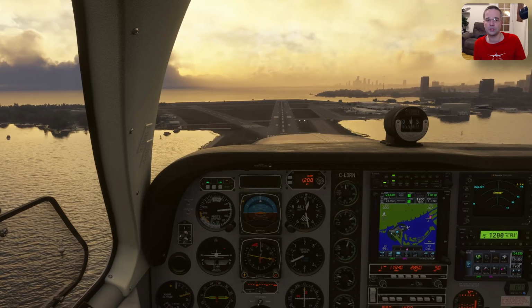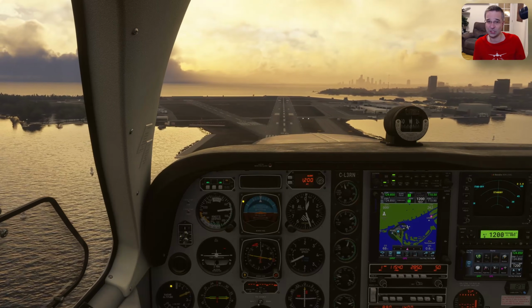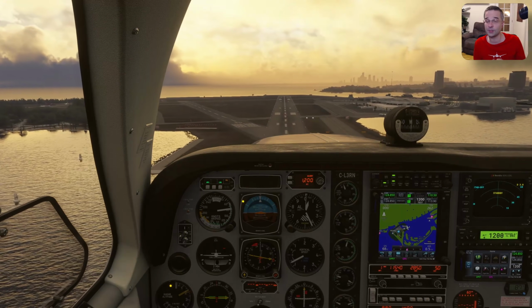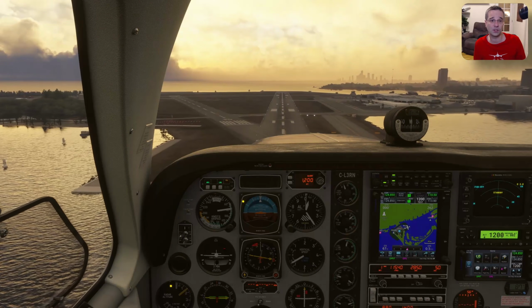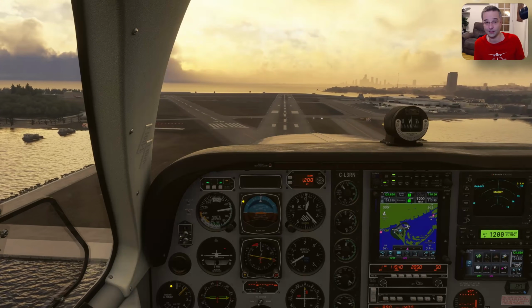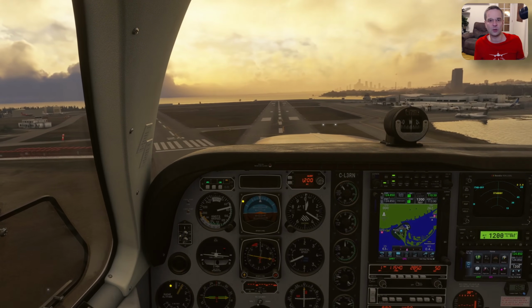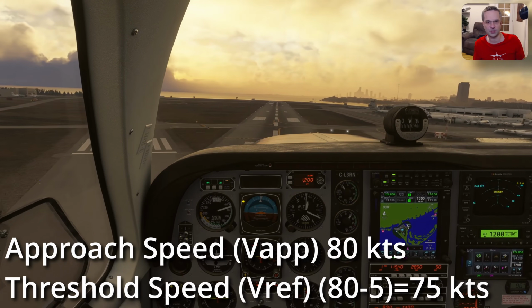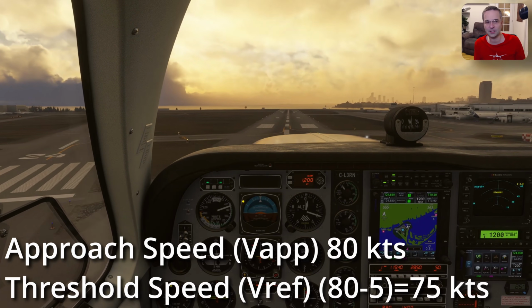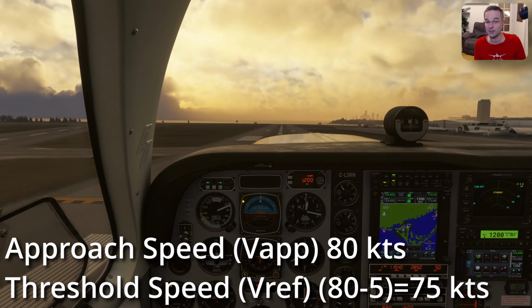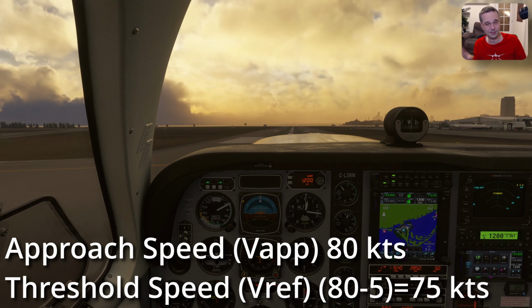We're going to look at how to achieve and maintain that speed in just a bit, but before we do, it's important to know that this isn't the speed you're going to cross the runway threshold or even land at. You'll typically want to be about 5 knots slower than your calculated approach speed as you cross the threshold, and you might hear this speed referred to as the VREF speed, so for us today that's going to be 75 knots.